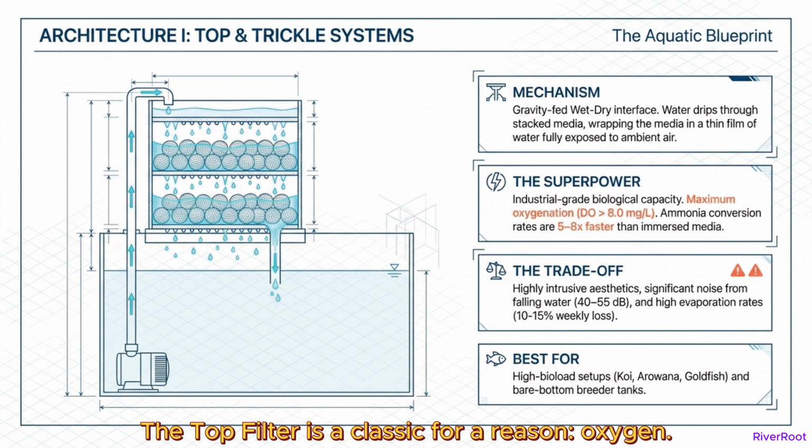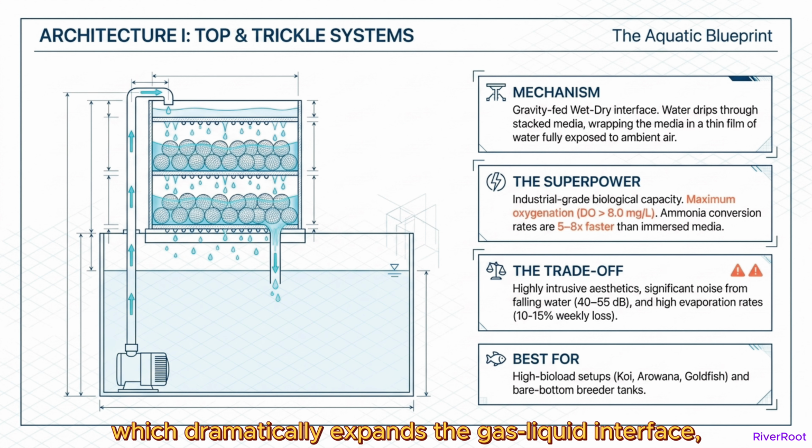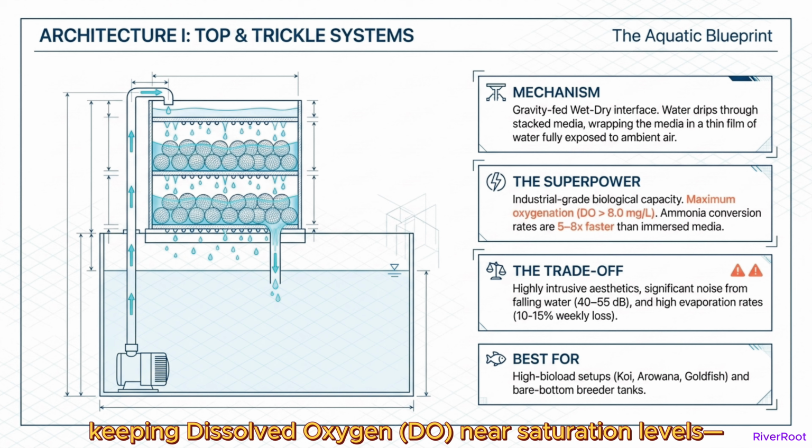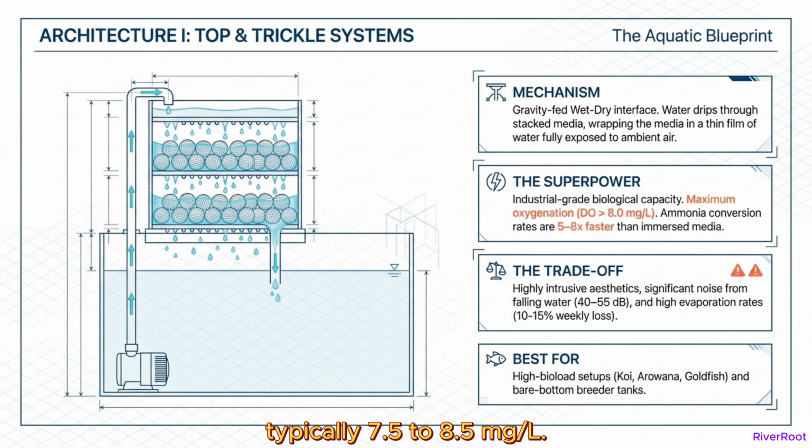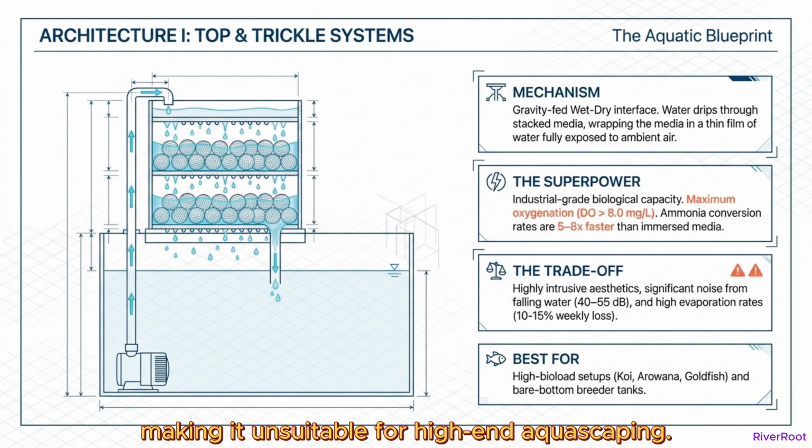The top filter is a classic for a reason: oxygen. Its engineering brilliance lies in the waterfall return, which dramatically expands the gas-liquid interface, keeping dissolved oxygen, DO, near saturation levels, typically 7.5 to 8.5 milligrams per liter. While it is unmatched in cost efficiency and maintenance ease, it is limited by media volume and CO2 loss, making it unsuitable for high-end aquascaping.